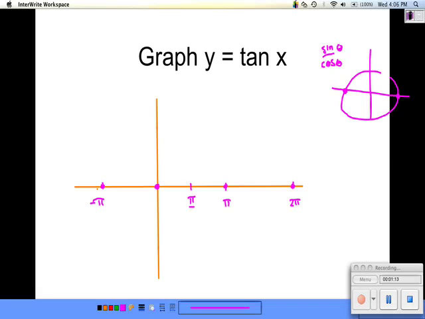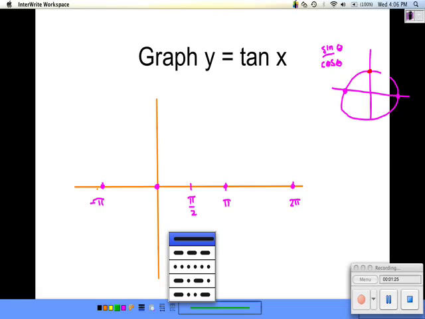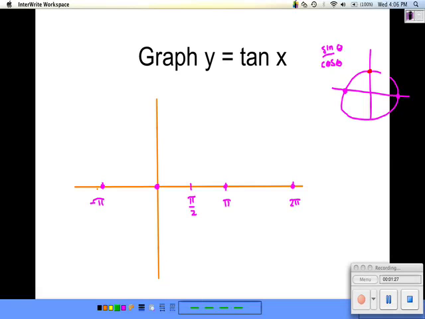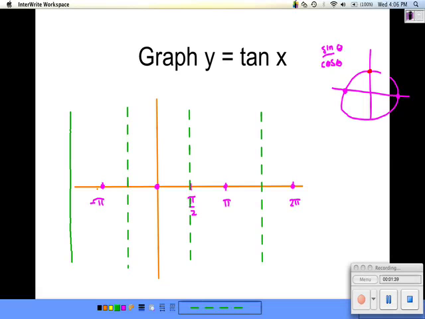If we look at pi over 2, that's up here. The tangent there is undefined. So what we have at pi over 2 is an asymptote. And we'll have the same thing at negative pi over 2, at 3 pi over 2, negative 3 pi over 2. These are all asymptotes on our graph.